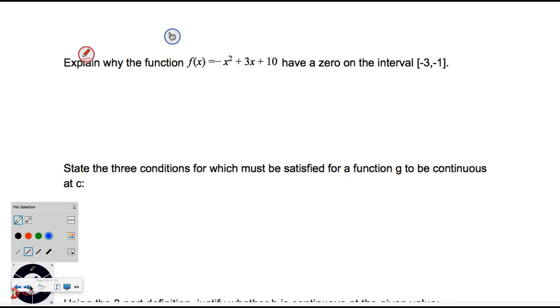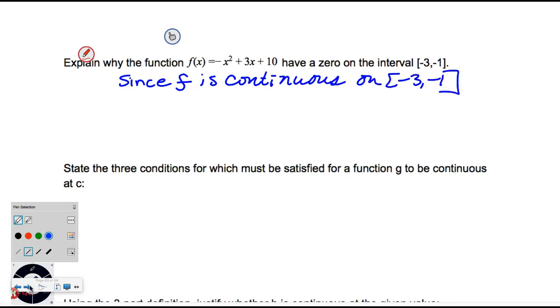First thing you have to state is what? Since f is continuous, which all polynomials are, so this is just a parabola opening down. So you'll say since, and it says explain why it must have one. So it's going to pass the IVT. So since f is continuous on -3, -1, there's 1 point.